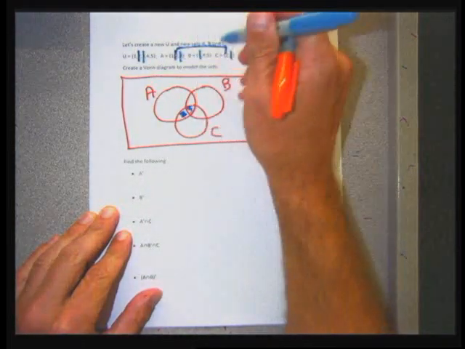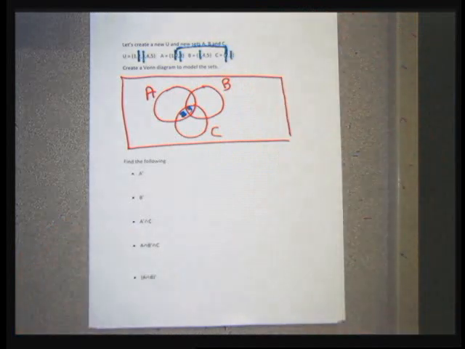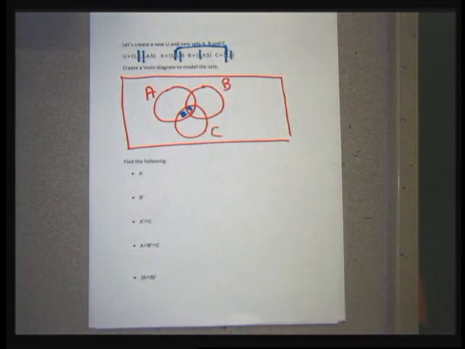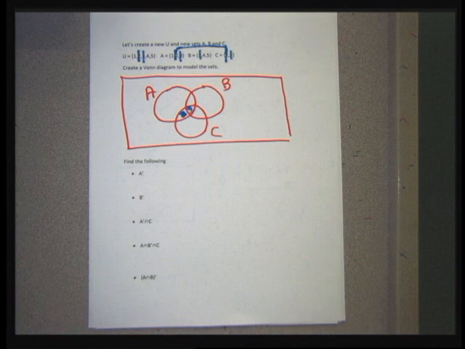2 is placed, 2 is placed, 2 is placed. Now I have to decide where to put the 1, 4, and 5. And the 1, 4, and 5 need to go inside circles because they're in a set, but they don't need to be in overlapping regions.